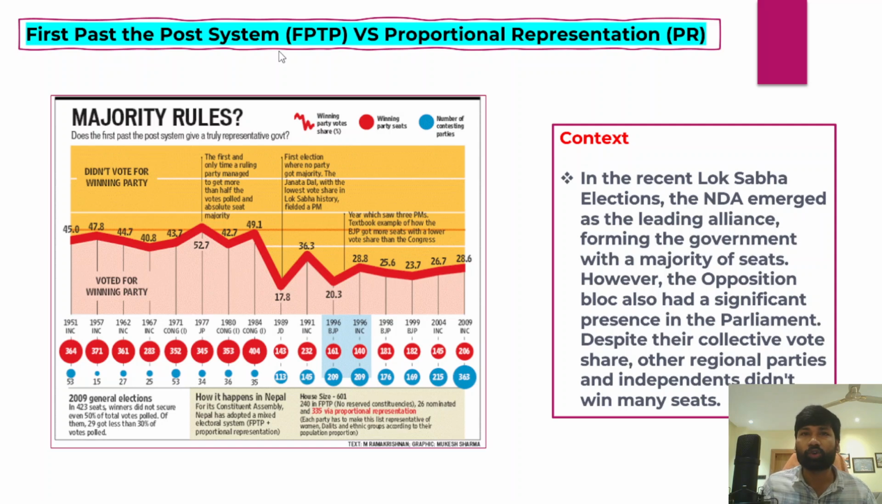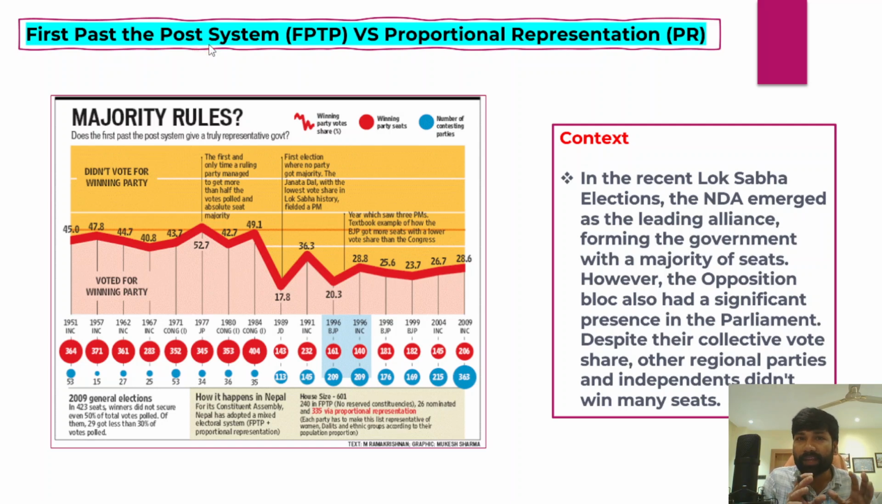whoever gets the majority of votes would be declared elected, and that is the first past the post system. For example, imagine there are 100 voters and one candidate gets 49 votes and another candidate gets 50 votes and one vote is invalid. The candidate who gets 50 votes would be declared elected under the first past the post system. In Lok Sabha elections and state legislative assembly elections, we generally follow the first past the post system.